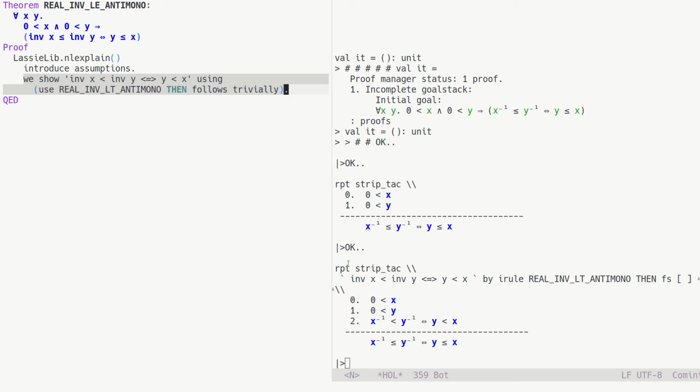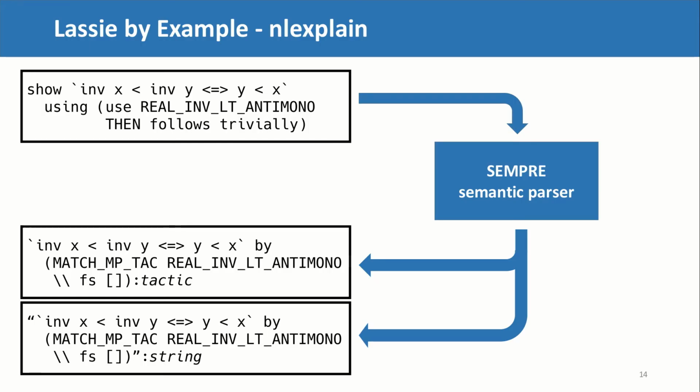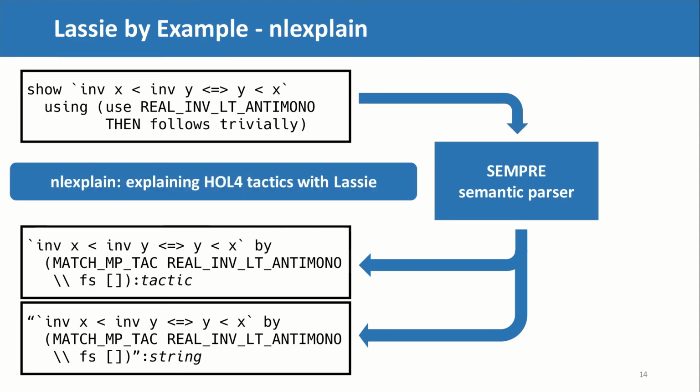So let's look at this a little more closely. As before, we send the Lassie tactic to the semantic parser, which will return its HOL4 tactic equivalent to us, which we can then apply to the proof. However, in contrast to nltac, an additional string description of that tactic is returned by the semantic parser, such that we can use it to enrich the printed proof state with the tactic that has been applied to make it easier to understand what has happened. So this makes nlexplain our tool for explaining how HOL4 tactics work with Lassie. Finally, let's look at how the def command works, which allows you to define these tactic descriptions that we have now used.